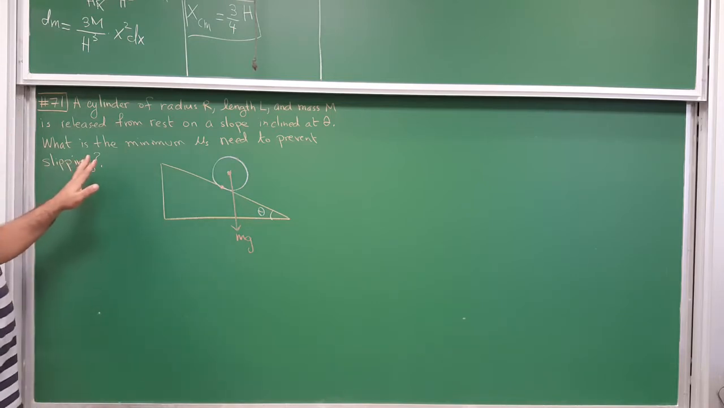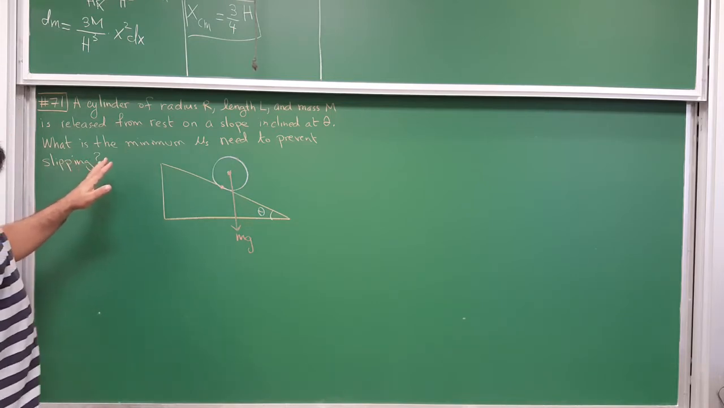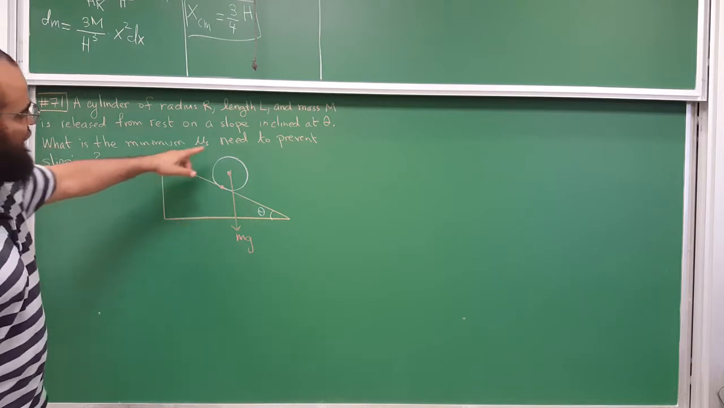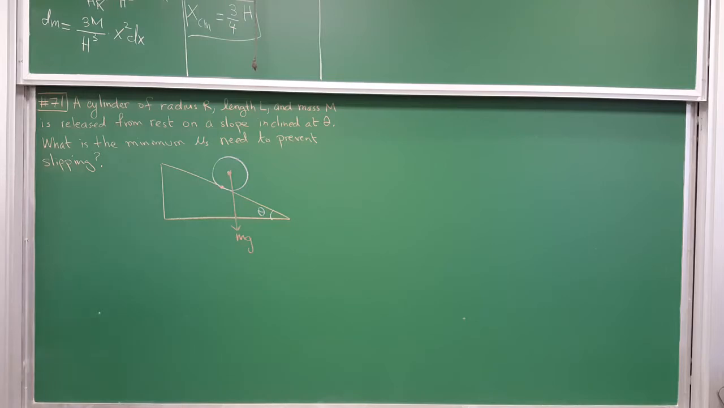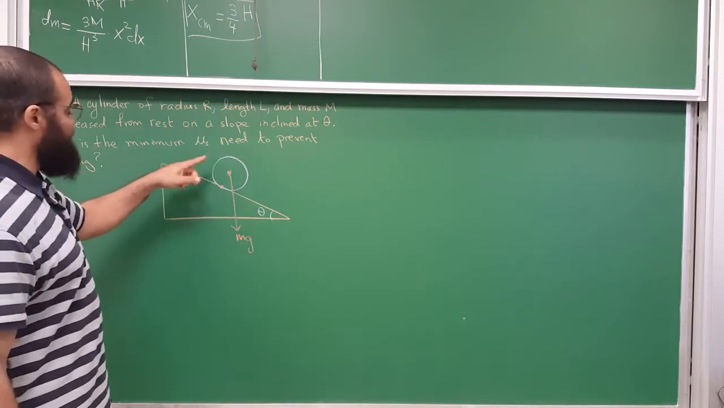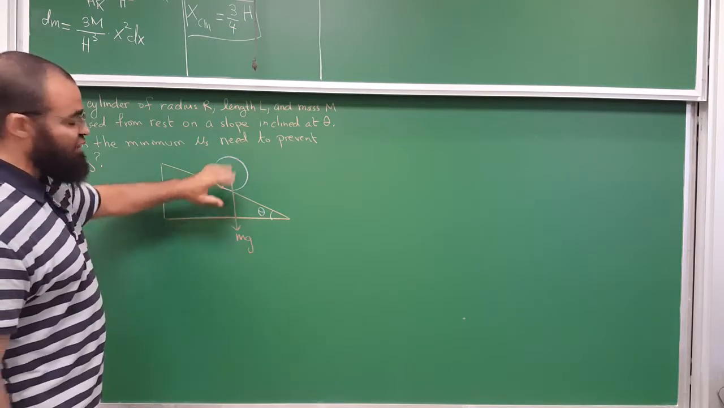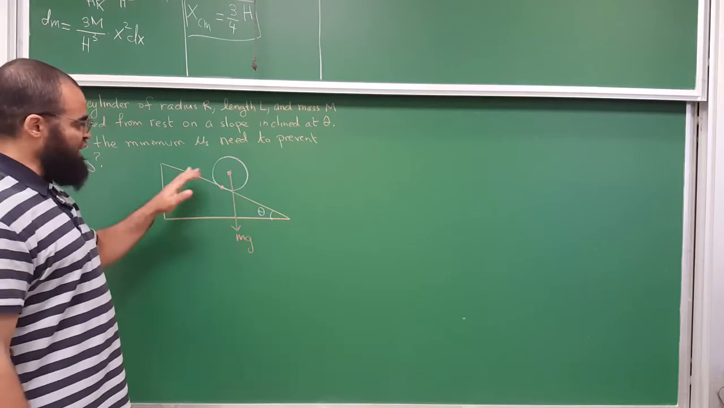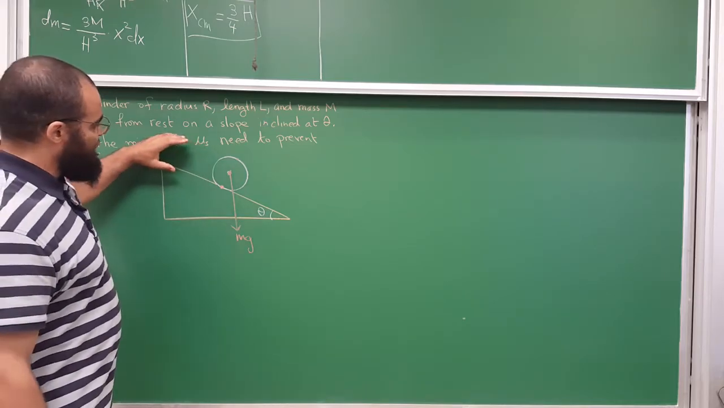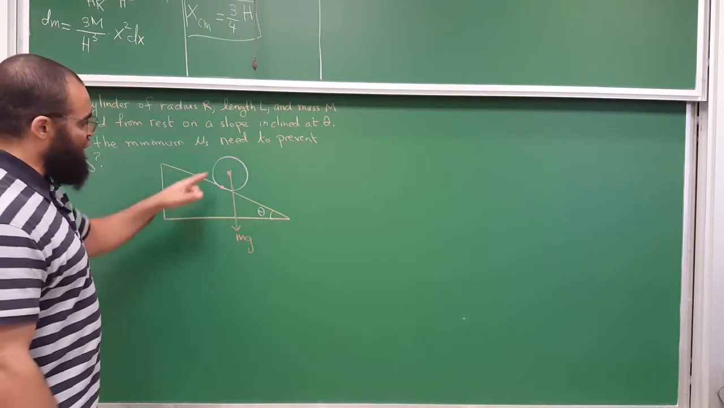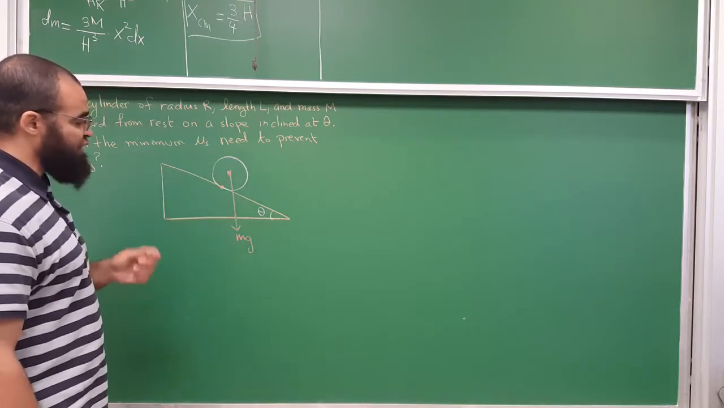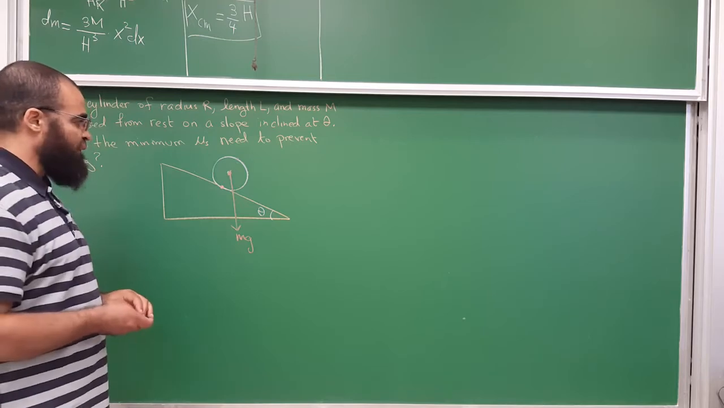Now, it is released from rest, and it starts to spin, and then it falls. The question is, how much static friction is needed to prevent the cylinder from slipping? Because if we didn't have friction at all, the cylinder would just fall. It will never rotate this way. Who is causing it to rotate about the center of mass? It's the force of static friction.